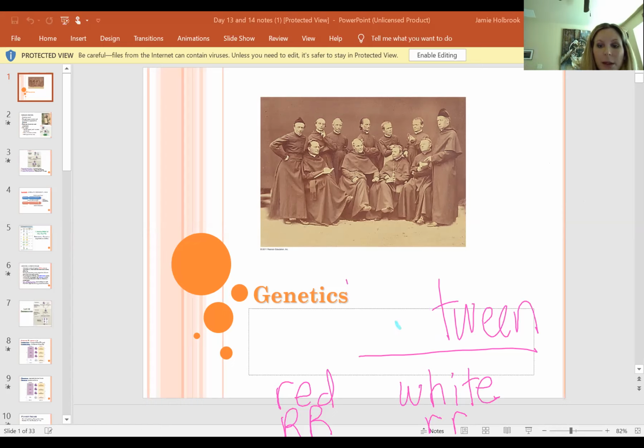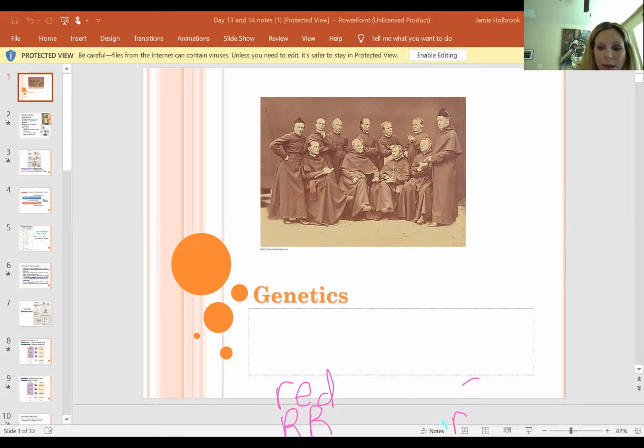I'm going to show you in a second a Punnett square that goes with that. I am loving my new pen. All right, I'm just going to click off of that and move on. So if you had a red flower and a white flower and you made pink flowers, that would be incomplete dominance.